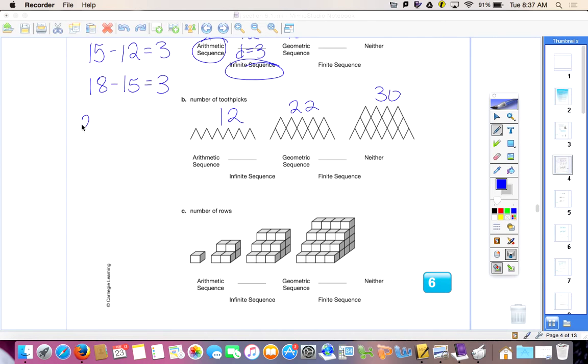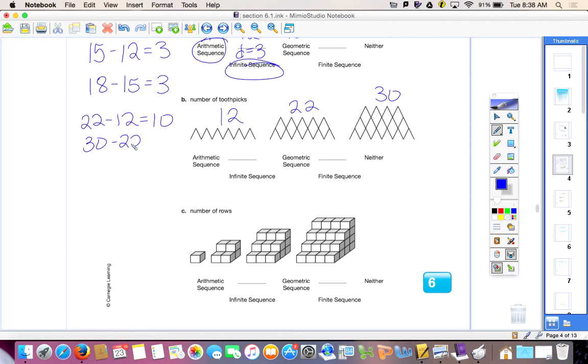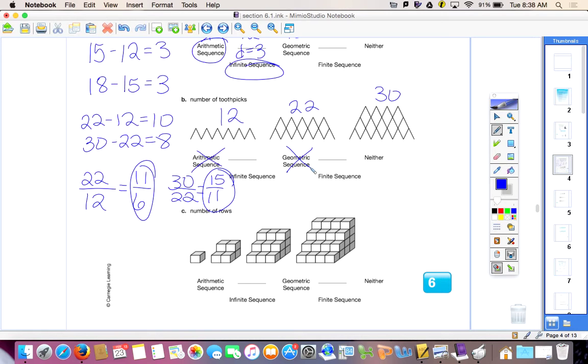So first we can see that 22 minus 12 is 10, and 30 minus 22 is 8. So we know it's not arithmetic. That's not a possibility. So now let's check for the common ratio. Again, you're going to use your second term divided by your first term. And here, this just reduces down to 11/6. And then if we look at 30 divided by 22, this reduces down to 15/11ths. There's not a common ratio because these numbers are not the same. So it's not a geometric sequence either. So we would say this is neither.